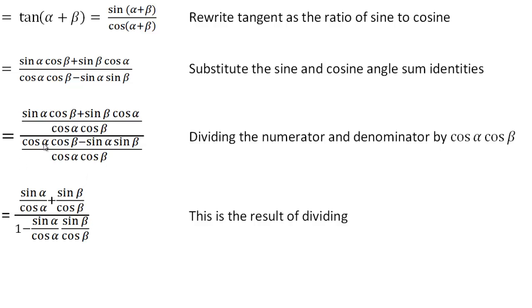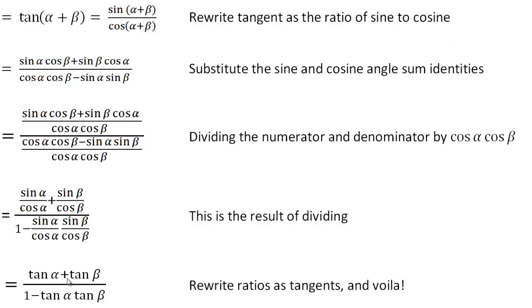In fact, in the first part of the denominator, you can see cosine alpha cosine beta over cosine alpha cosine beta. That's equal to 1. So all of that turns into just 1. Then the second part of the denominator actually turns into two separate tangent ratios. The tangent of alpha, sine alpha over cosine alpha, and the tangent of beta, multiplied by each other.